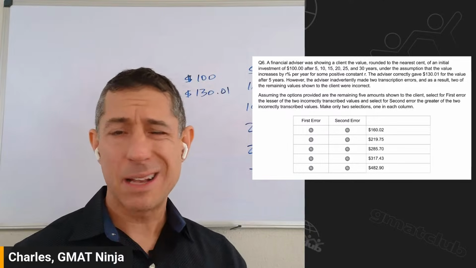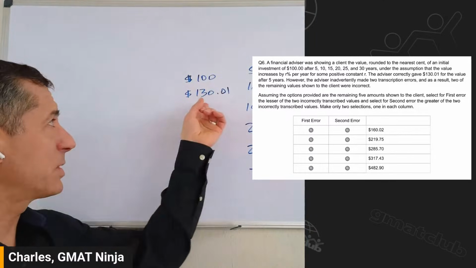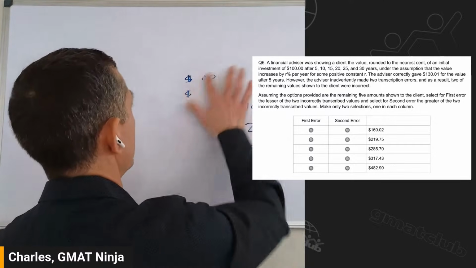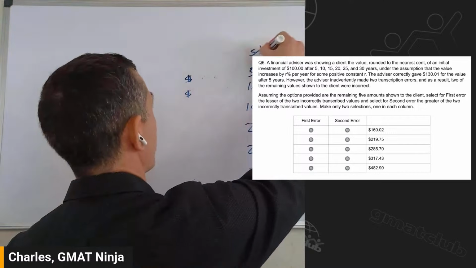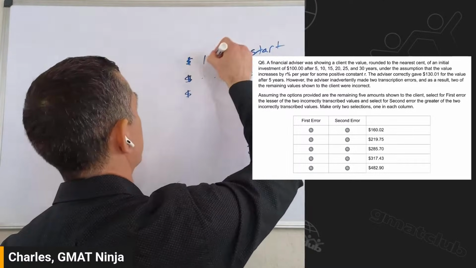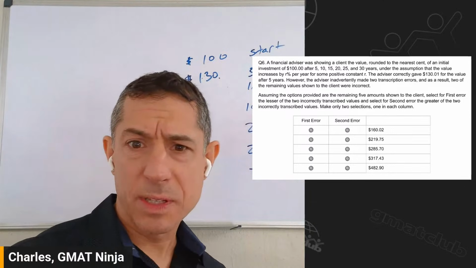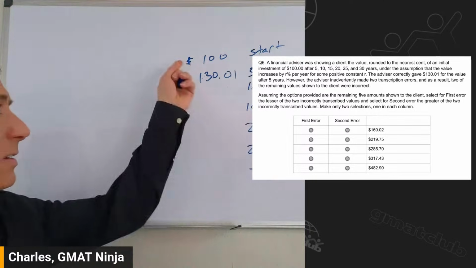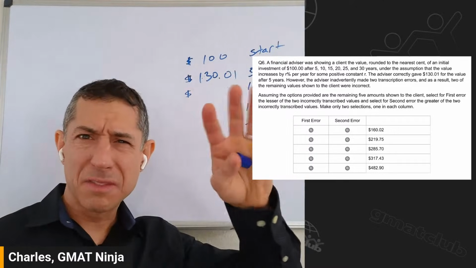So if you're making, I don't know, 6% per year, and the reason I'm picking 6% is that it looks like about that. This is the start. We've got $100. After 5 years, we've got $130.01. So what's going on here? Over 5 years, you've made 30% total. So you're making about 6% a year, roughly.